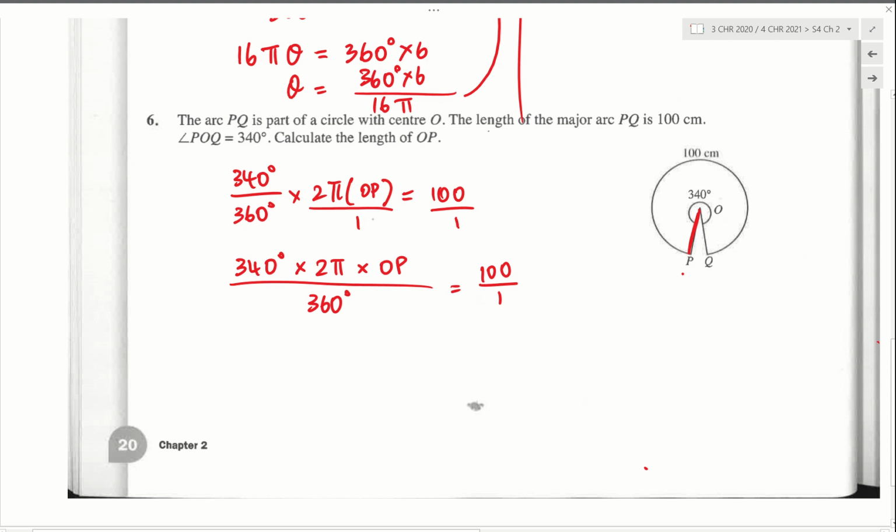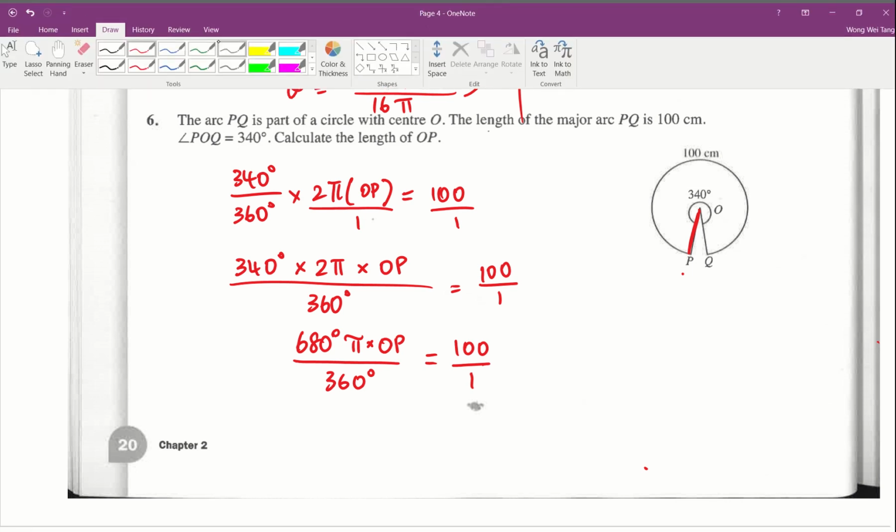Okay, now we can further evaluate this. What is 340 times 2? 680 pi times OP. So 680 pi times OP divided by 360 degrees equals to 100 over 1. Fraction equal fraction. Cross multiply. Another color.